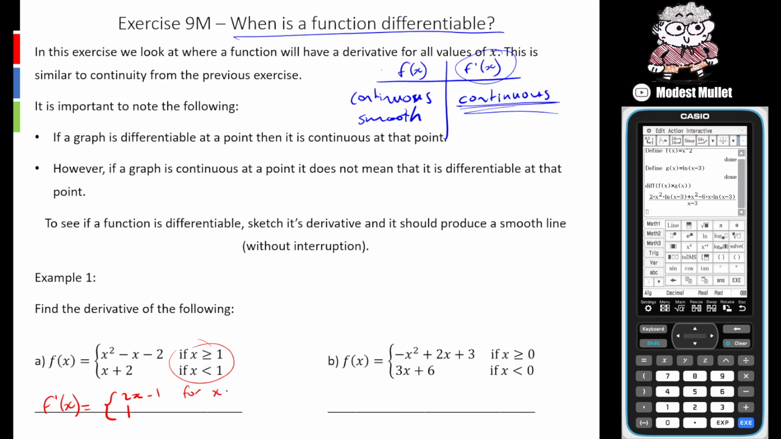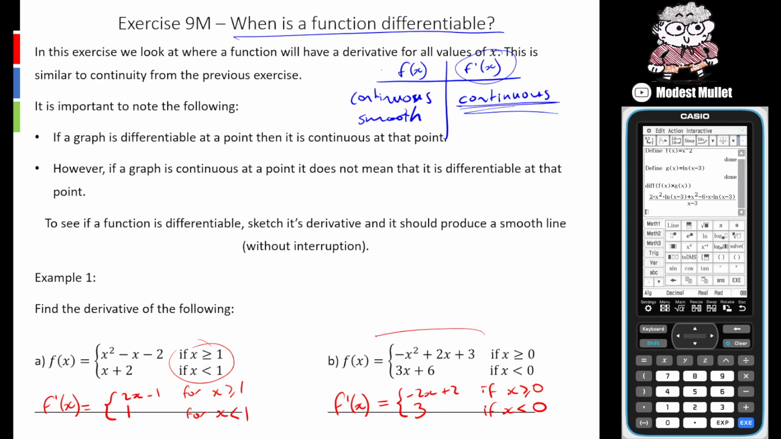4x is greater than or equal to 1, and this is 4x less than 1. So that's that. That's easy. There's nothing new here. Let's have a look at the second one as well. f dash of x is going to be equal to negative 2x plus 2, and this is going to be equal to 3. And that's if x is greater than or equal to 0, and if x is less than 0.